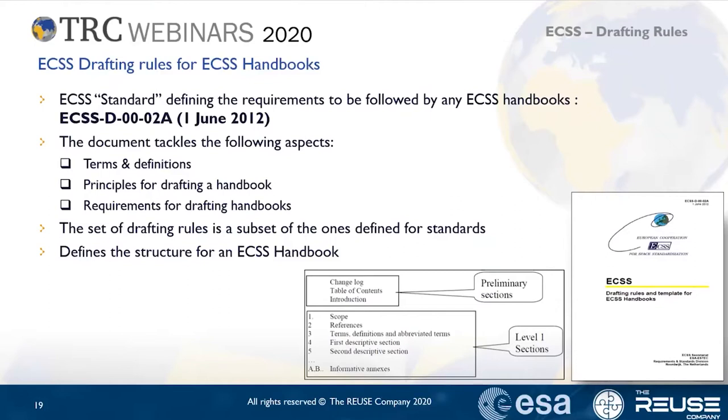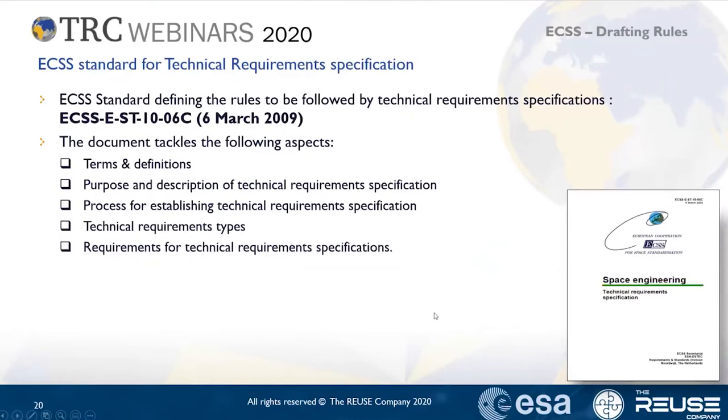In a handbook, a shall clause, for instance, is to be forbidden, right? So this is one of the main differences, how to understand a standard and how to understand a handbook in this sense. And then, of course, you will find what is the recommended structure for a handbook, which is the one that you can see. So these are the two documents I will be focusing on today.